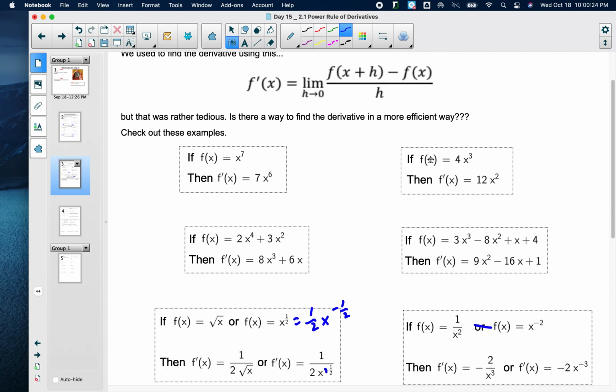Okay, so this is a totally new deal. It didn't just come up randomly. There was a process in getting to this point.